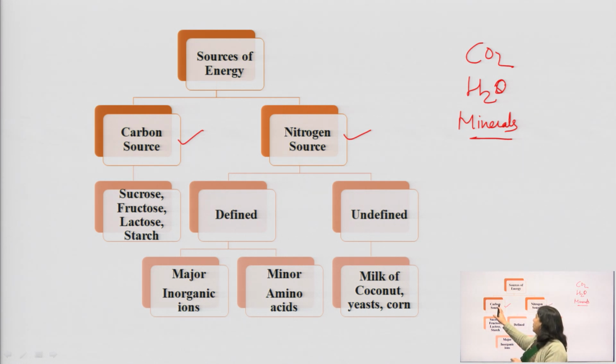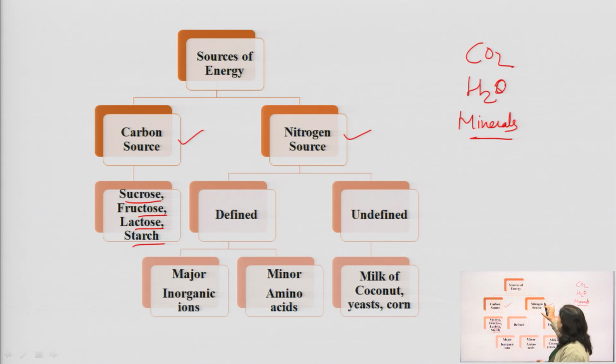When we talk about the carbon source, it generally comes in the form of sucrose, fructose, lactose, starch and many more. There are many sources of carbon. So, we can use all of the sugars, either monosaccharides or polysaccharides, as a source of carbon.